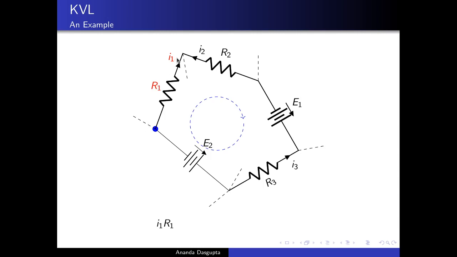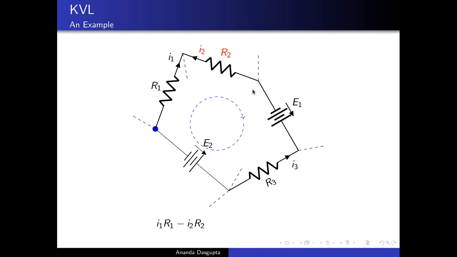Since this is a voltage drop and I am adding up net voltage drops, I will count this with a plus sign. That's why this is plus I1 R1. Well, next we encounter the resistance R2 and the current I2 is flowing against the direction in which I am moving. So I am going opposite to the current. That means this is really a voltage rise. Once again, remember, I am counting net voltage drops. So this one will come with a minus sign.